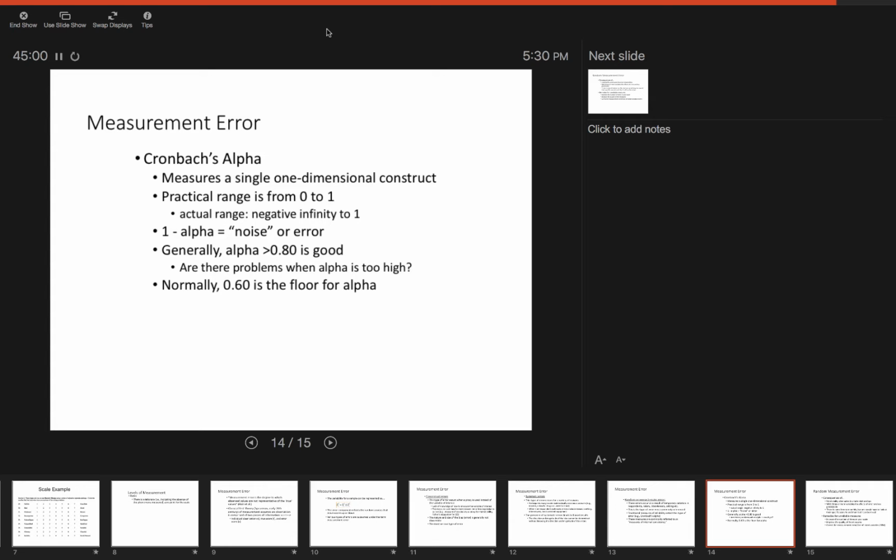It measures unidimensional, single-dimensional constructs, and so sometimes we might have speaking apprehension. Communication apprehension. What is it? Communication apprehension. It's a multi-dimensional scale, right?